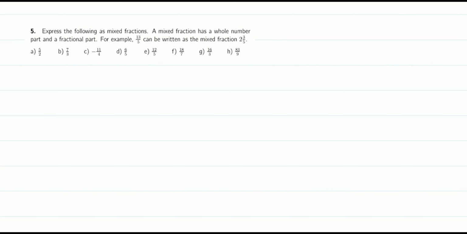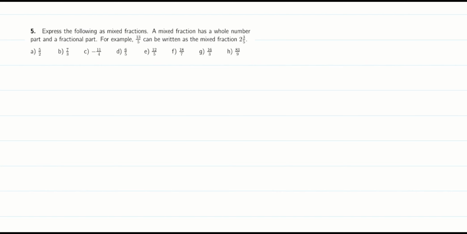Looking at A, for example, we have 5 on the top and 2 on the bottom. So 5 is greater than 2. Looking at B, we have 7 on the top and 3 at the bottom. So that means we are dealing with an improper fraction since 7 is greater than 3. Now we want to change these improper fractions into mixed fractions. In order to do so, we have to know what is a mixed fraction first.